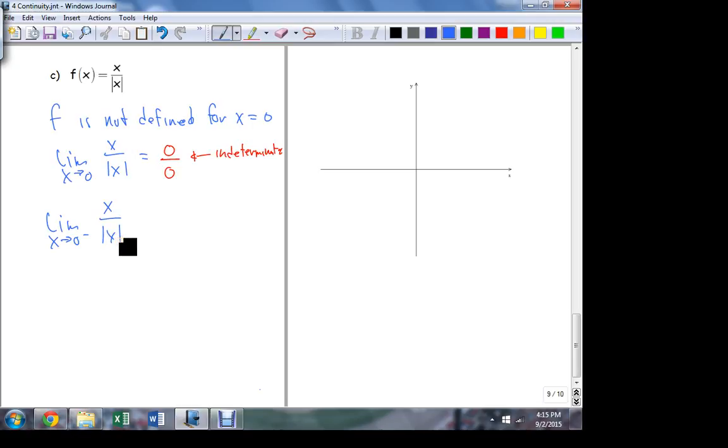What do I know about, so I'm coming from the left-hand side. x is coming from the left. What kind of numbers am I using when I'm to the left of zero? Negative. So x is approaching from the left, so that means that x is negative. What do we know about the absolute value of negative numbers? They're positive. How do I make a negative number positive?